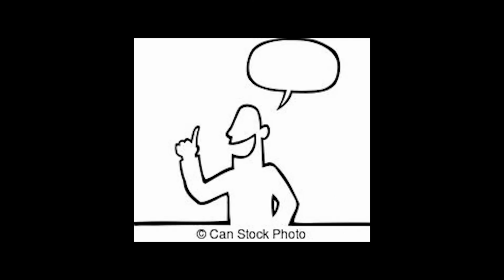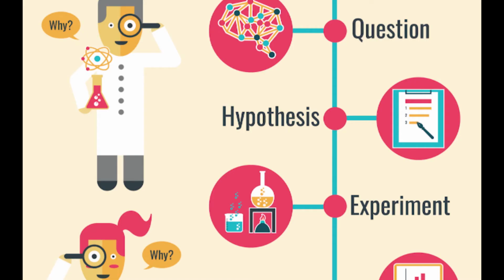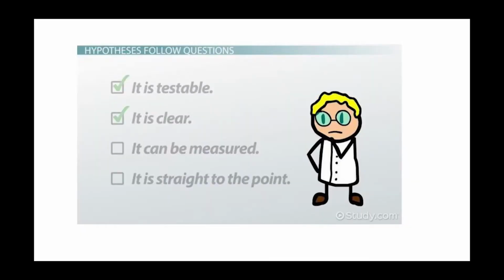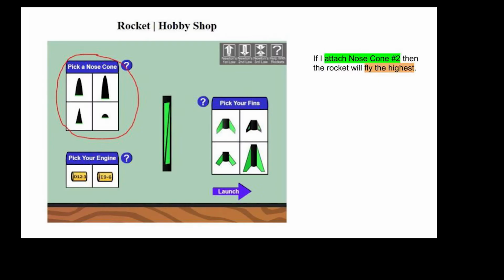Once you have established your testable question, you are able to form a hypothesis, which is the next step in the experiment. A hypothesis has to be testable, it has to be clear, it can be measured, and is straight to the point. Once you have formed your hypothesis, you will then conduct an experiment.